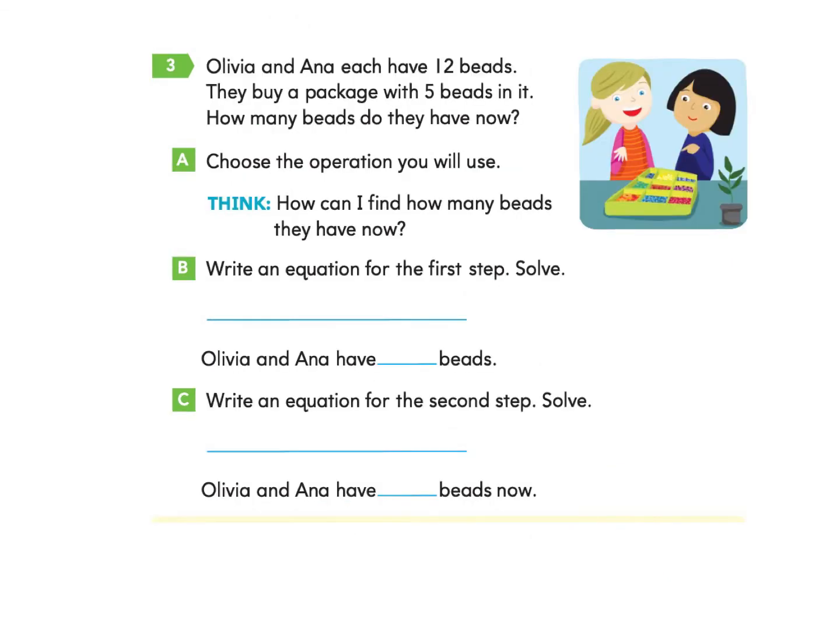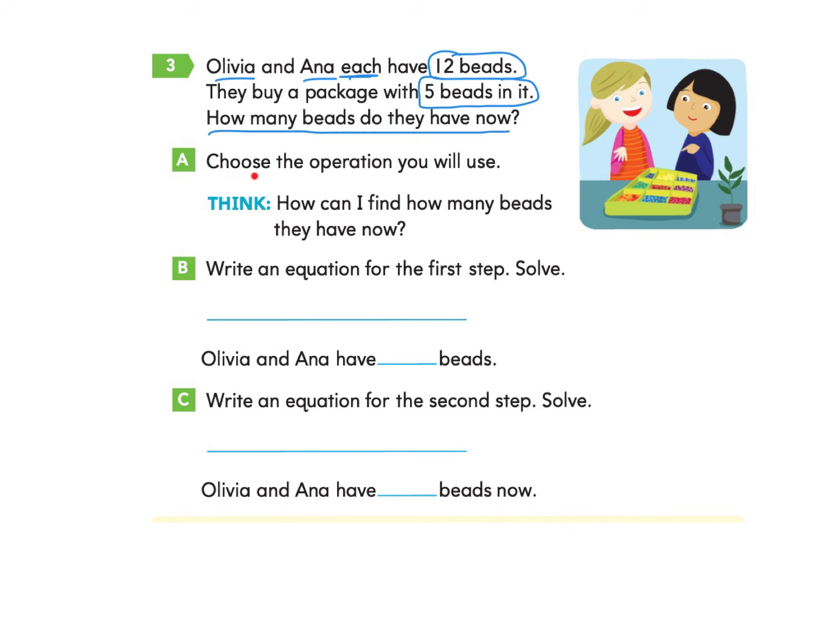Wonderful work. On the next page, page 369, we will look at part 3. Olivia and Anna each have 12 beads. They buy a package with 5 beads in it. How many beads do they have now?